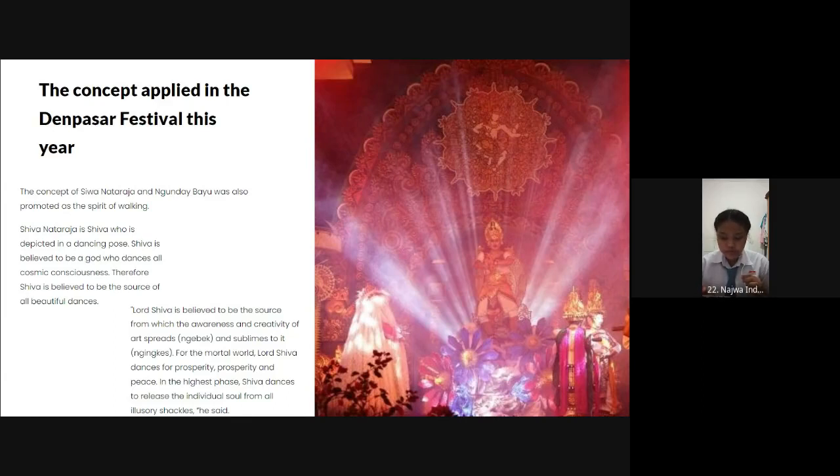Lord Siwa is believed to be the source from which the awareness and creativity of art spread or ngebak and sublimes to it or ngingkes. For the mortal world, Lord Siwa danced for prosperity and peace. In the higher phase, Siwa danced to release the individual soul from all illusory cycles.